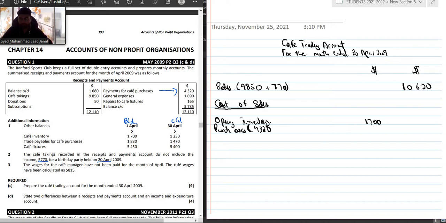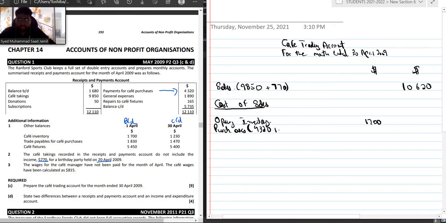For example, let's say I had made purchases of 5,000, but I didn't have enough money, so I paid 4,320. So should I record my purchases as 5,000 or 4,320? 5,000, exactly. The amount you pay is not necessarily the full amount that you would be including in your trading account or income statement.